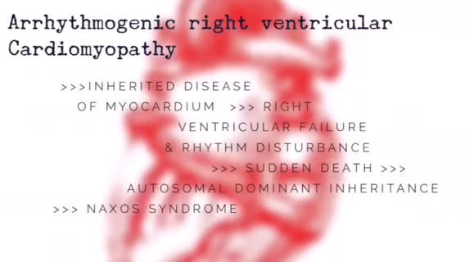As I said before, there is a connection between arrhythmogenic right ventricular cardiomyopathy and dilated cardiomyopathy. So, what is arrhythmogenic right ventricular cardiomyopathy? It is an inherited disease of myocardium. This is associated with right ventricular failure and right ventricular rhythm disturbances. There may be sudden death, and it is an autosomal dominant inheritance, and it is associated with Naxos disease.